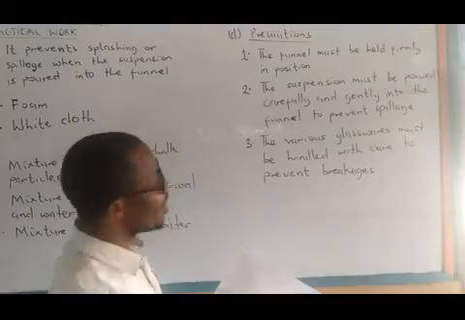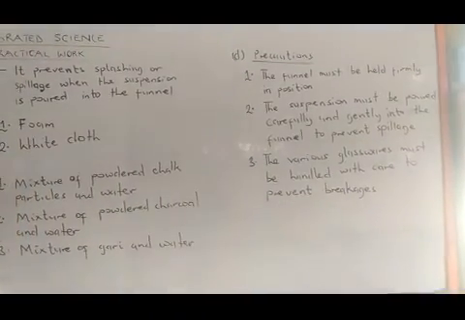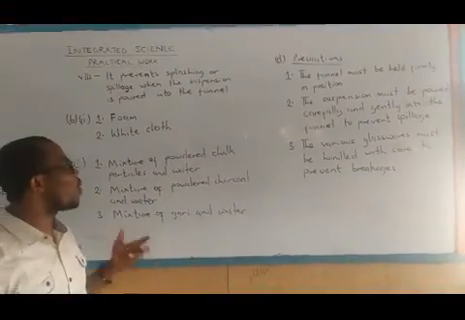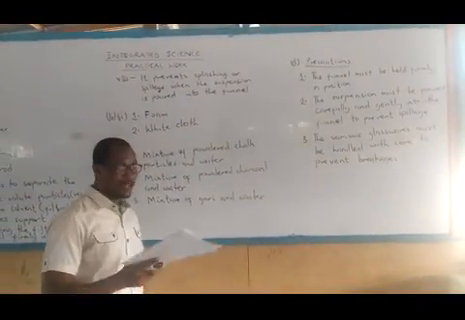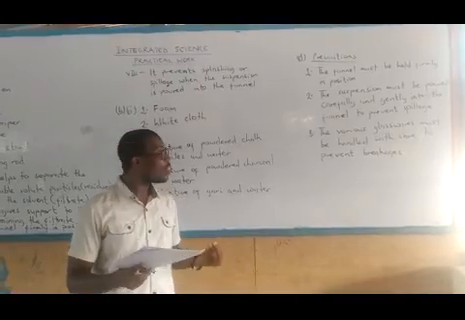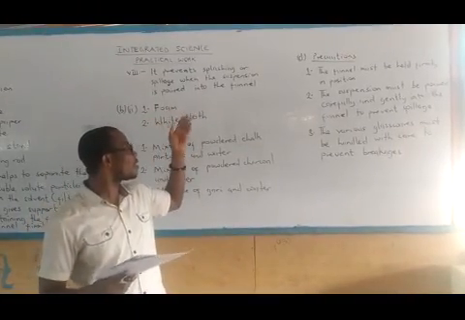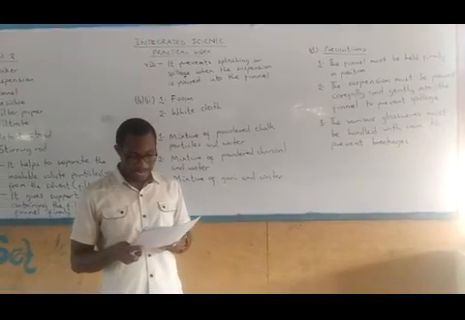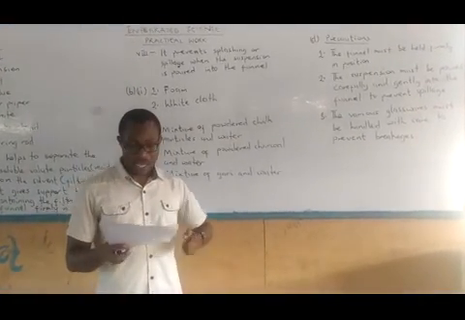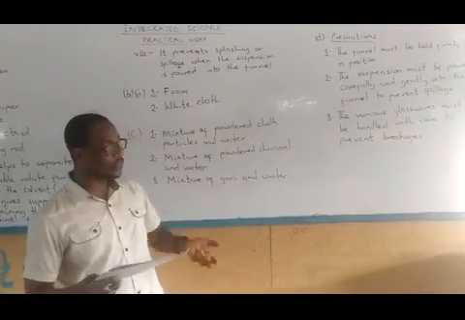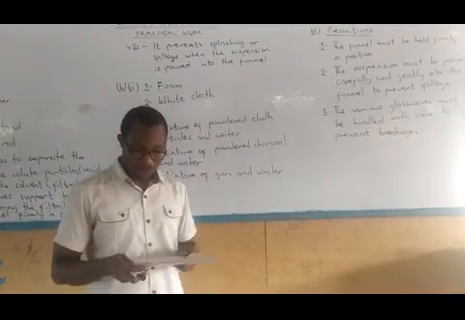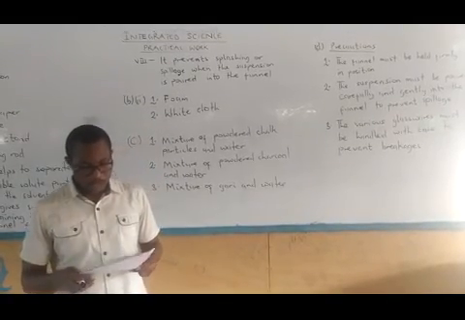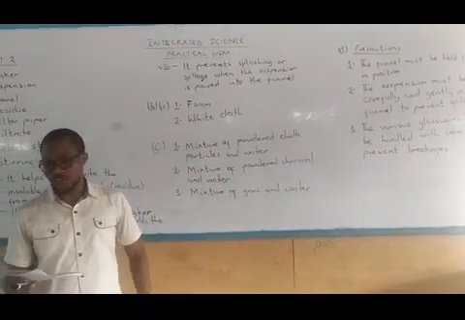Okay, so these are some of the precautions. The funnel must be held firmly in position, and then the suspension must be poured carefully and gently into the funnel to prevent spillage. Both the first and second precautions are to prevent spillage and splashing. And then finally, since most of the apparatus are glassware, they have to be handled with care to prevent breakages. Okay, so this brings us to the end of question 2.